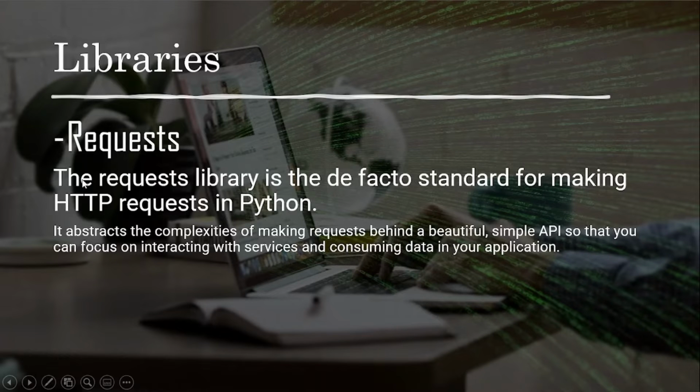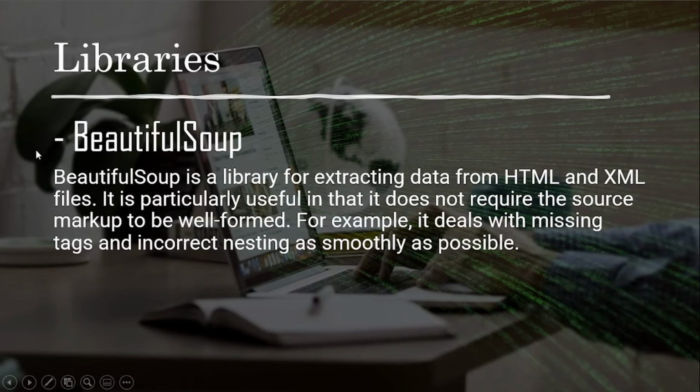The second library, requests. The requests library is the de facto standard for making HTTP requests in Python. Beautiful Soup is a library for extracting data from HTML and XML files. It's particularly useful in that it doesn't require the source's markup to be well formed. For example, it deals with missing tags and incorrect nesting as smoothly as possible.